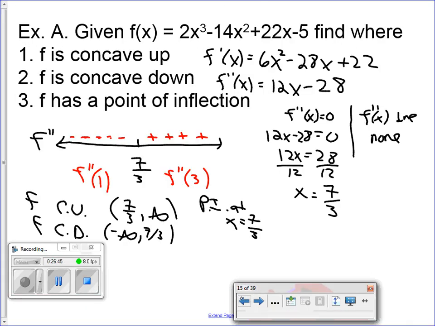We just got back and I forgot to record. Our second derivative equals 0, solved it, found the critical value, plugged it in, and made a sign chart. It's concave up from 7/3 to infinity, concave down from negative infinity to 7/3, with a point of inflection at x equals 7/3. Sorry that was fast, I forgot to record it.